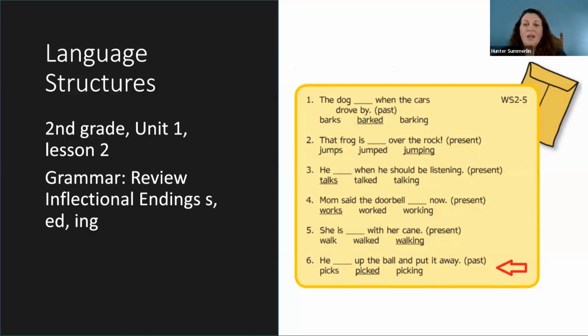So for example, the first worksheet that would go in front of the student, on the first item on that sheet, the student reads, "The dog blank when the cars drove by." In parentheses, it says past, because the student would be looking for something that occurred in the past, a past tense verb. So the choices are barks, barked, and barking. So obviously the correct answer is barked. The dog barked when the cars drove by, and that indicates past tense.